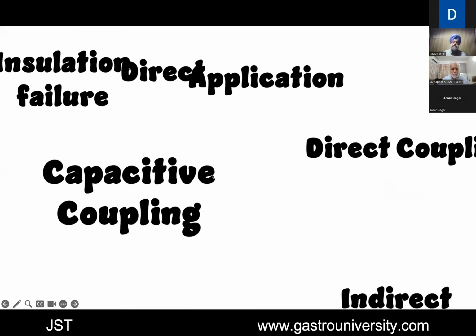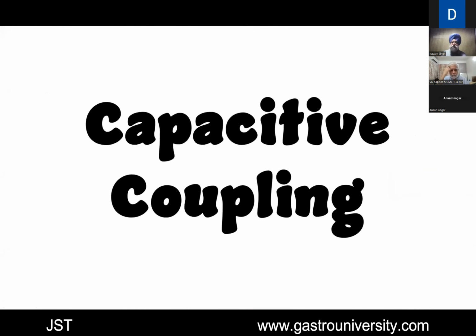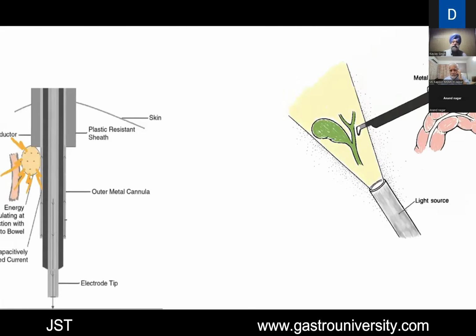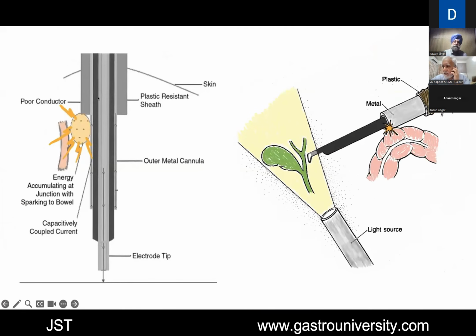The next mechanism, the most interesting and the most dangerous mechanism of tissue injury during laparoscopic cholecystectomy or any other laparoscopic surgery, is capacitive coupling. Capacitive coupling is that, as I said, when assembled, the complete assembly forms a capacitor. Now, this is the capacitor. This is the active electrode. This is the insulation sheath. This is the outer metal cannula, and this is the trocar, which may be metal or plastic.